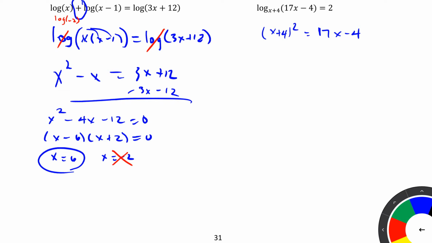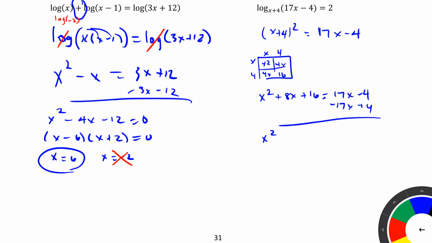Then if you distribute all out this x plus 4 to the second power, I have x squared, 4x, and 16. So I have x squared plus 8x plus 16 equals 17x minus 4. Subtract 17x and add 4, and we wind up having x squared minus 9x plus 20 equals 0. If you factor, we get x minus 5, x minus 4, giving us 2 answers, x equals 5 and x equals 4. Now we could check that, and if we plug both of them back in, we'll actually see that this has 2 solutions.